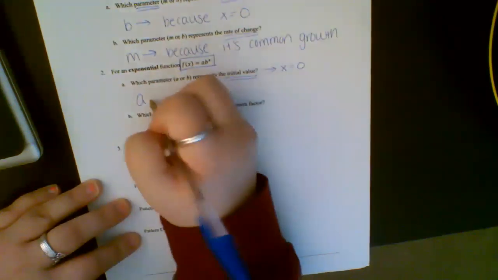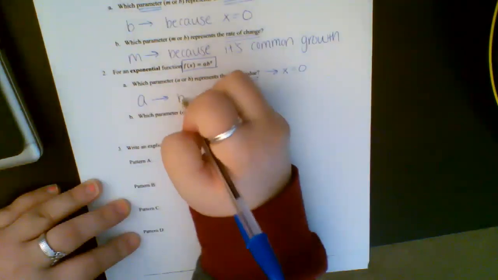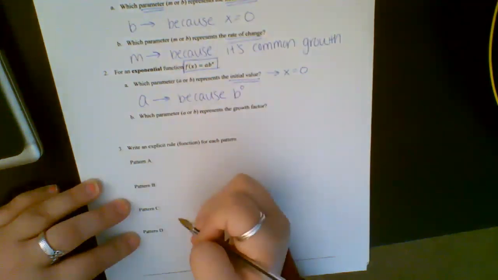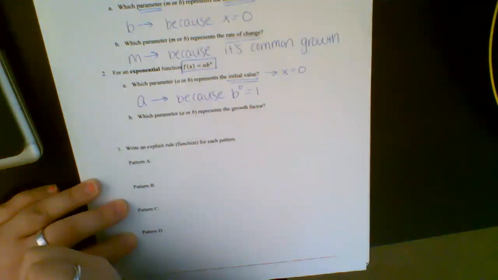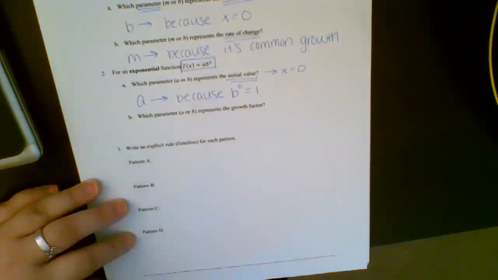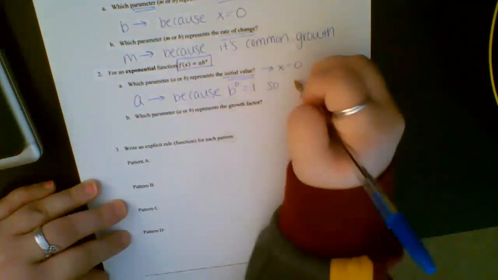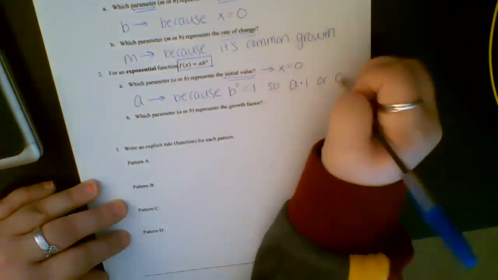Okay, and the reason being is if we raise b to the 0, that's just 1. Anything raised to the 0 power, and you can check this in your calculator, any number that you raise to the 0 equals 1. So what this turns into is a times 1, or a.